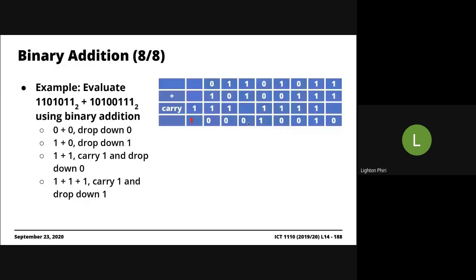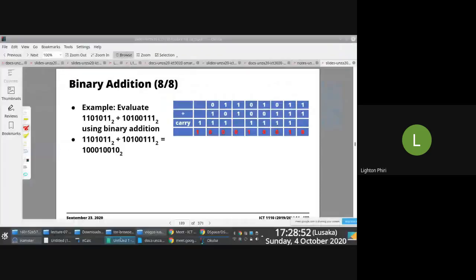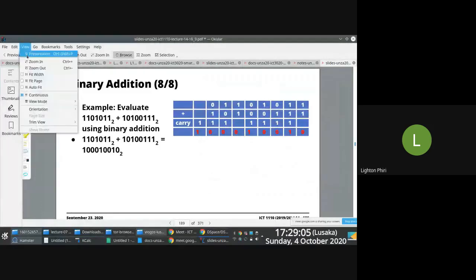So what we're saying is effectively when we're adding these numbers, this is what we come up with. And really we can confirm this by just going to a calculator and asking, because it's 274, what is 274 in binary? 1, 0, 0, 0, 1, 0, 0, 1, 0. Yeah?